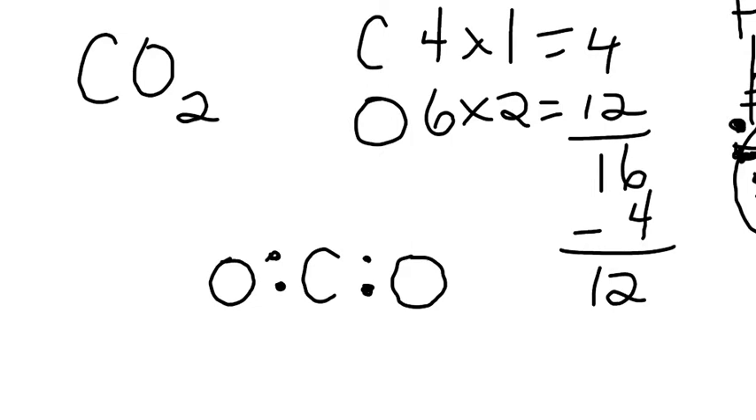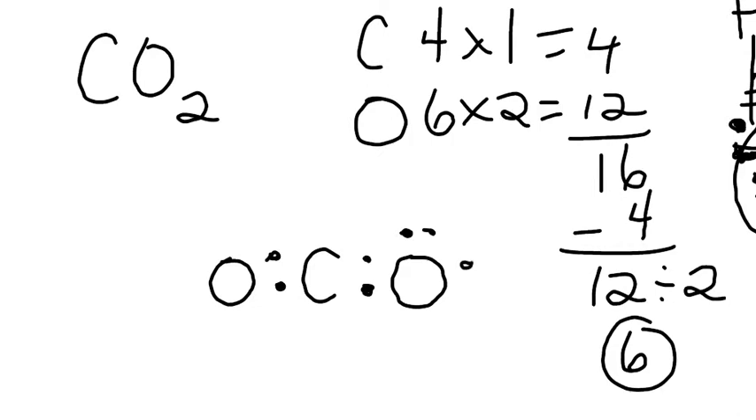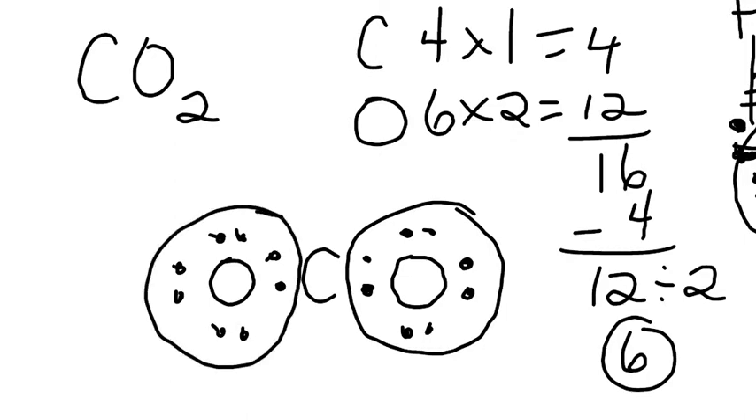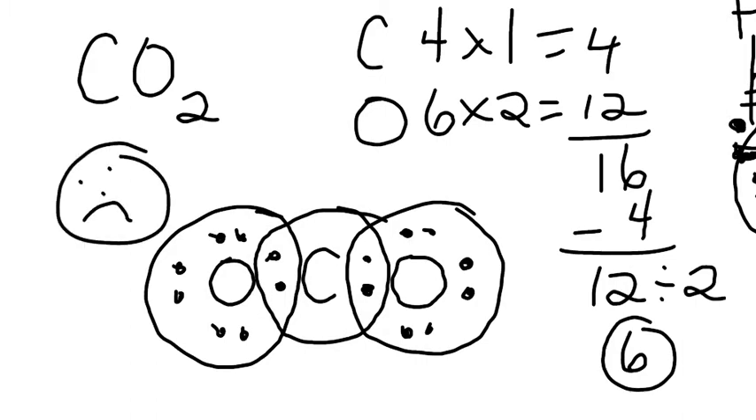That gives me 12 electrons left. If I divide that equally amongst the 2 oxygens that are left, I can give each oxygen 6 more electrons. There's 2, 4, 6. That gives oxygen its octet. 2, 4, 6, giving that oxygen its octet. But we have a problem. Carbon only has access to 4 valence electrons. It is not happy. So we have to fix that. And I will show you how we will fix that.